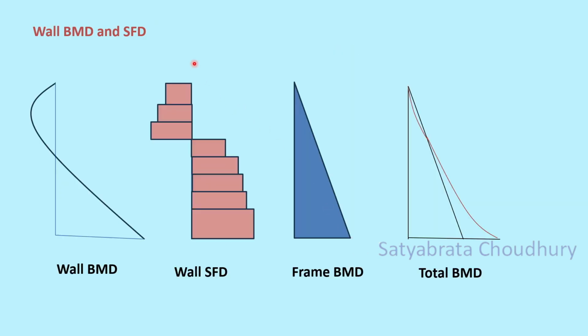If you take the case of the wall, the bending moment diagram is this, because we have seen it has a point of contraflexure here. The curvature changes at a certain point. In keeping with the bending moment diagram, the shear force diagram also changes direction like this. This is the wall shear force diagram. The frame bending moment diagram we have seen in the previous diagram. So the total bending moment diagram will look like this. Some portion will be cancelled due to the interaction of the wall and the frame, and some portion will be left out.